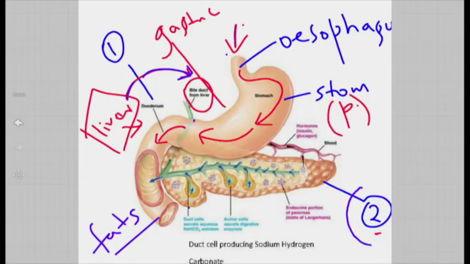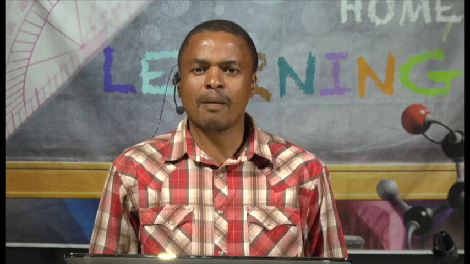Then the pancreas, which we denoted number 2 here. The pancreas produces pancreatic juice. Pancreatic juice contains all the enzymes. We said in the duodenum there is digestion of all the food items now. Remember we said in the mouth digestion of carbohydrates, in the stomach digestion of proteins, in the duodenum digestion of everything. The carbohydrates, the proteins, the fats, everything is digested there.